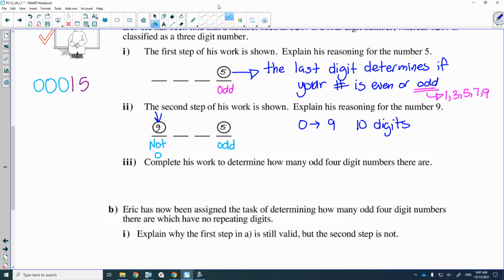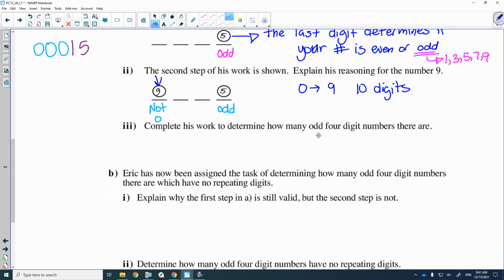Then part 3 says complete his work to determine how many odd 4-digit numbers exist. So let's figure this out. 4-digit number, 4 stages. The restriction is it must be odd. So we deal with our restrictions first, and we've shown above that there are 5 choices of numbers that would make my 4-digit number odd. We cannot start with 0.